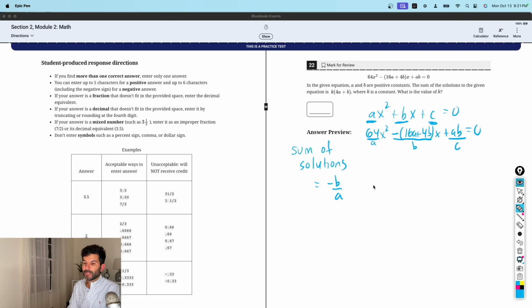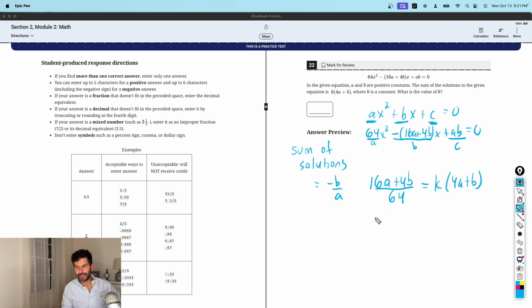So if my sum of solutions is the opposite of b over a, then I'm going to go with the opposite of negative, which is positive 16A plus 4B over my a value, which is 64, and that's equal to K times 4A plus B. Okay? Once I get to this point, I can see I have A's and B's. I want K by itself, so I want to get rid of this 4A plus B. I kind of want to see what I can do here to relate it to this, and maybe I can cancel something out.